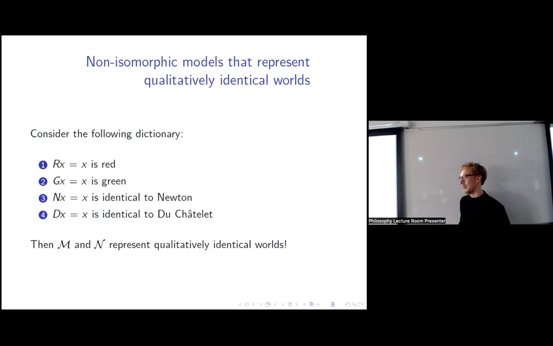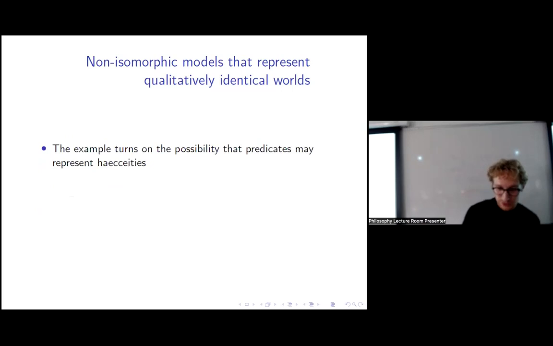And I should clarify, obviously there's more to the world than just these primitive haecceitistic properties and colors. Newton wore a wig and Du Châtelet did. So I'm using these names to make it more vivid, but we could imagine fundamental particles that just have this color property, and we've called them N and C. Good. So that's a counterexample in the one direction.